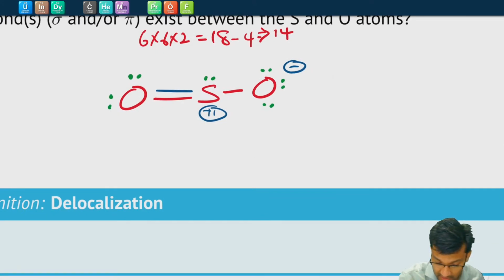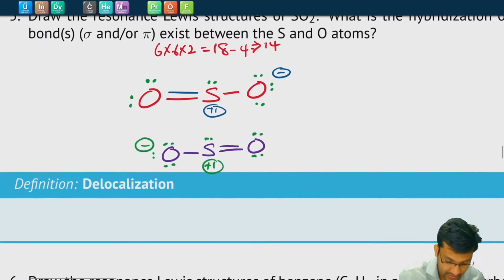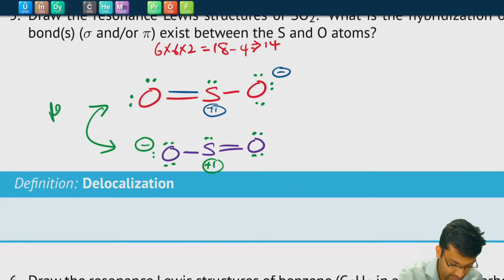The other resonance structure that you could have had, right, was you shared electrons from the right instead, so you'll have this setup. There we go. And with, again, sulfur having a +1 formal charge and this oxygen having a -1 formal charge. So these 2 are the resonance structures.